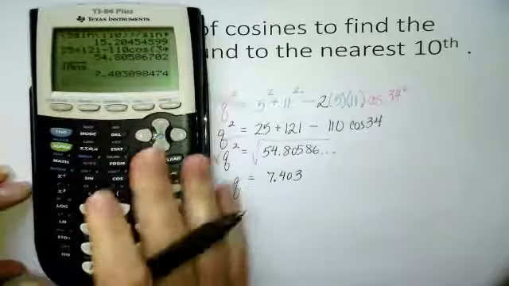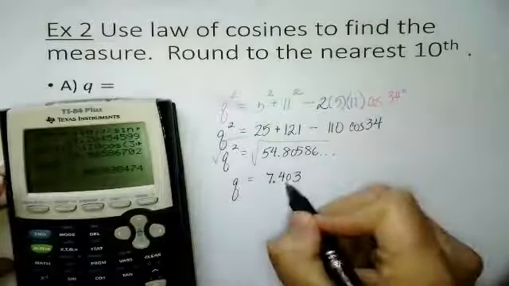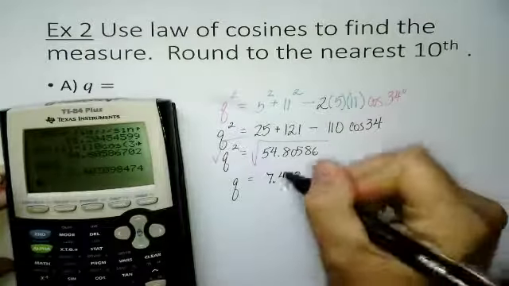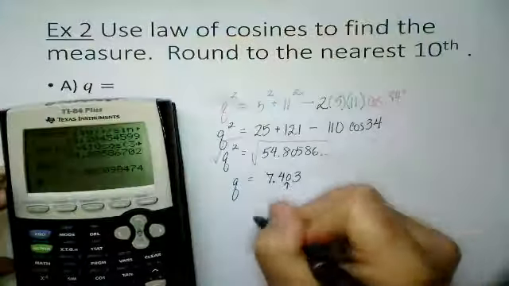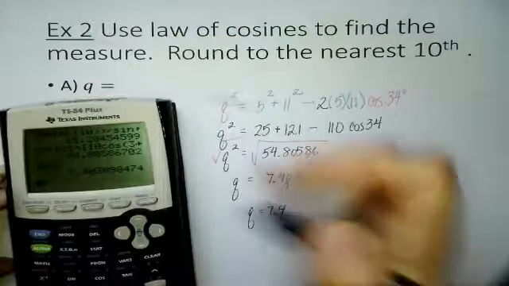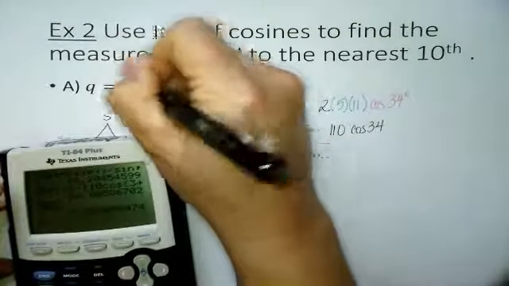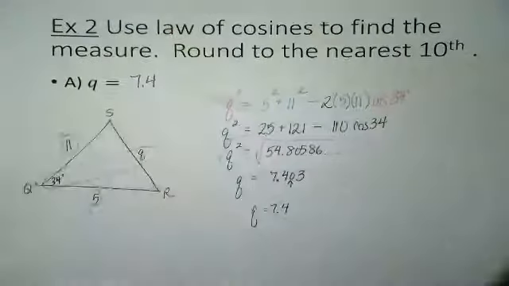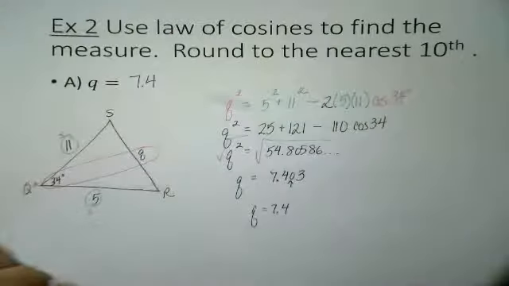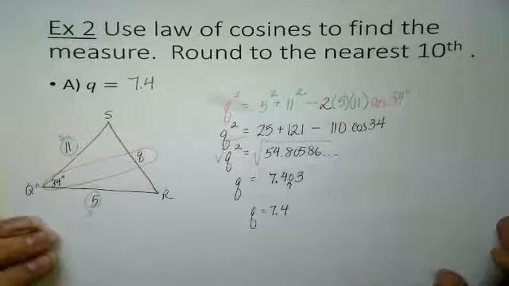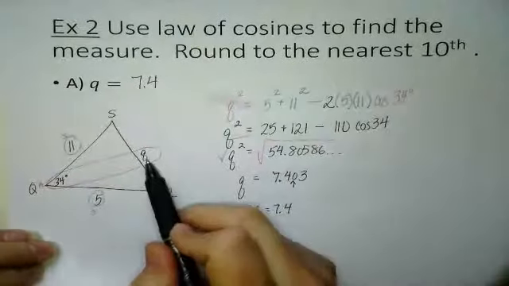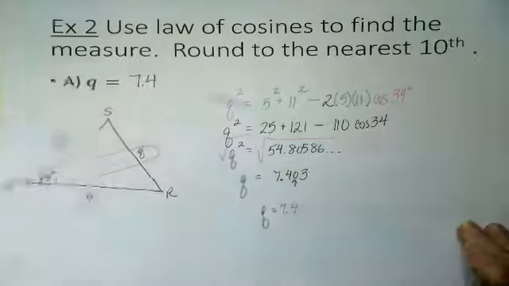7.403. Rounding to the nearest tenth, we look to the hundredths. It's less than 5, so we keep our 4. So Q is 7.4 units long, whatever that unit happens to be. Again, round at the end. So solving for that side length is pretty easy to do.